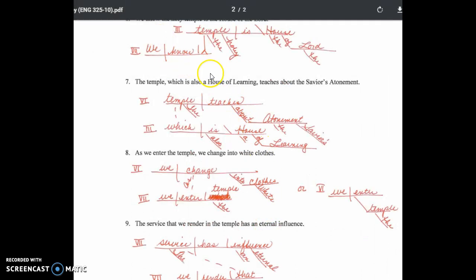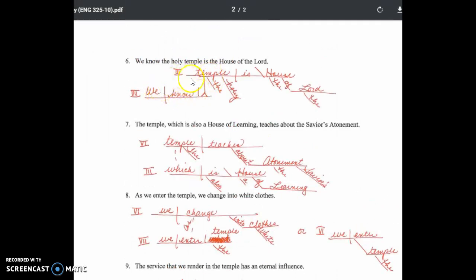Number 6, we know is the start of the main clause.